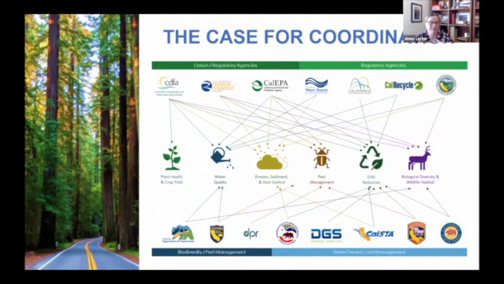We have programs at our department. Others have programs as well that touch on things like water quality, pest management, biodiversity, erosion and sediment control. And so the initiative is all about being coordinated in how we approach that. So we launched the initiative in 2015.